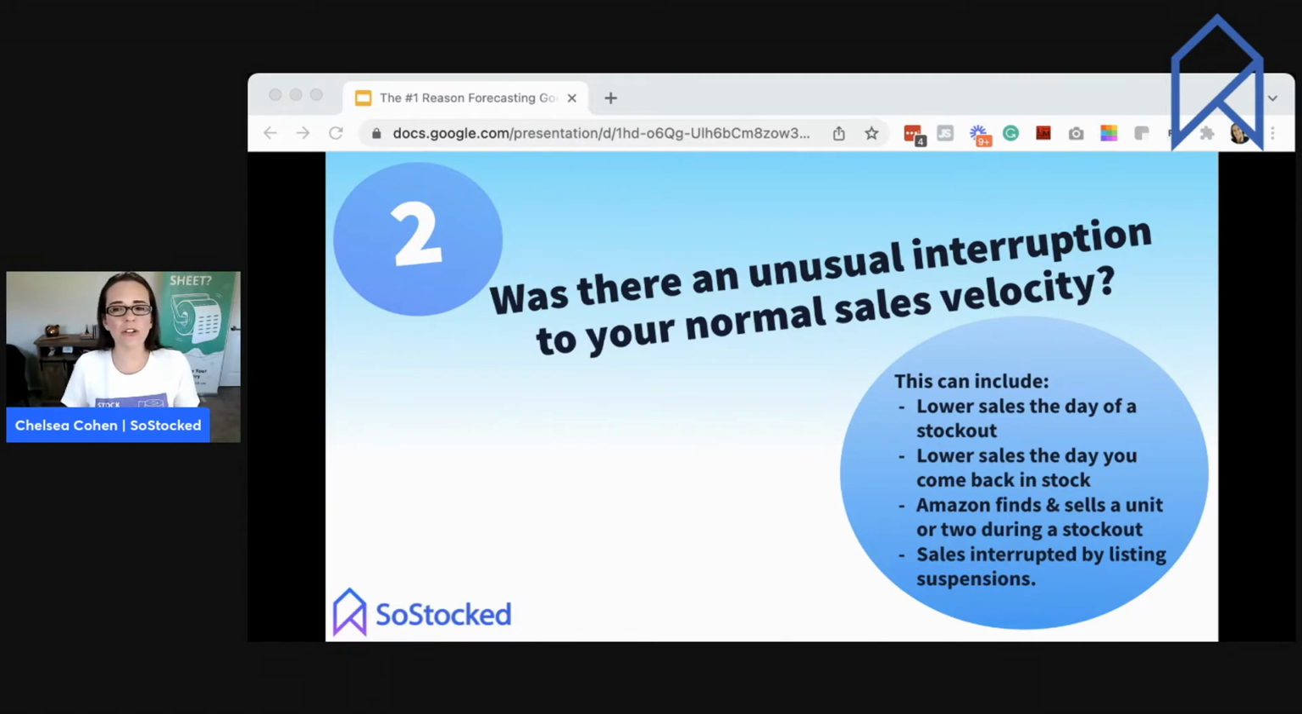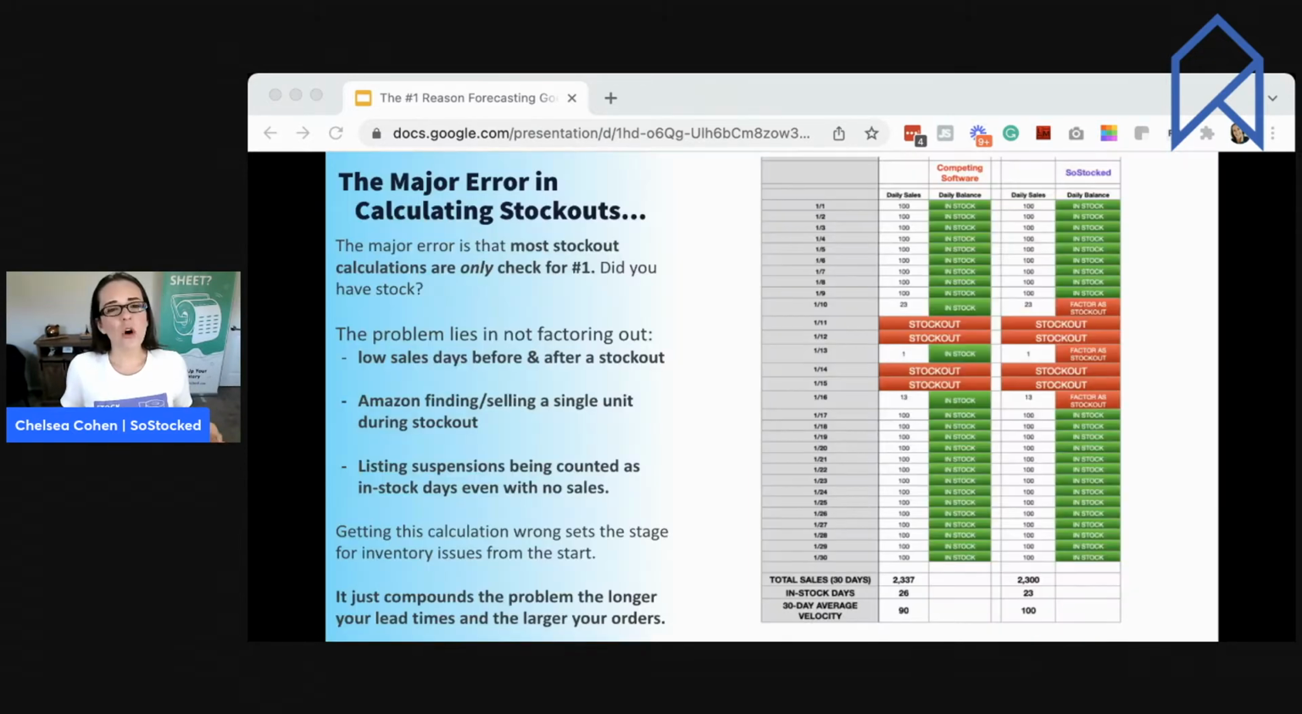And let me show you how this looks and why this is. So most of these systems fail because they're only checking for that first point. Did you have stock or not? They're not factoring in the low sales, the Amazon finding a single unit during a stock out, listing suspensions. They're not factoring these things in. So the calculation becomes wrong because the data is being analyzed incorrectly.